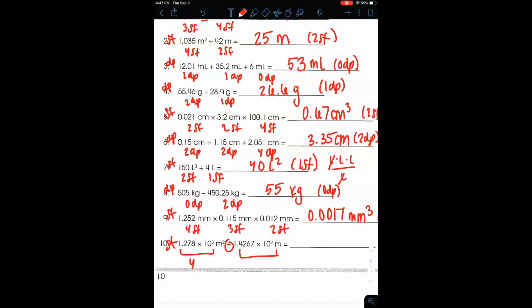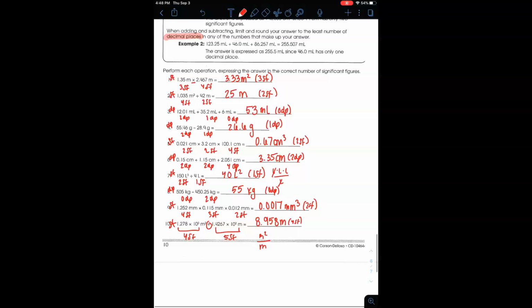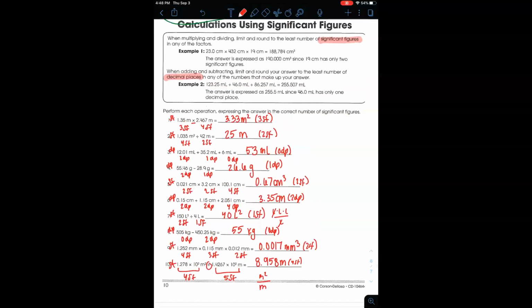All right, so what I'm going to look for is, of course, I've got 4 sig figs there, I've got 5 sig figs there, so my final answer needs to be in 4 sig figs. All right, I would plug this into my calculator, and I will get out an answer of 8.958. All right, I need my answer in 4 sig figs, so 8.958. Okay, and then my units, I've got meters squared over meters, so my unit is meters. Okay, so again, this is a way of doing the sig figs with calculations here.